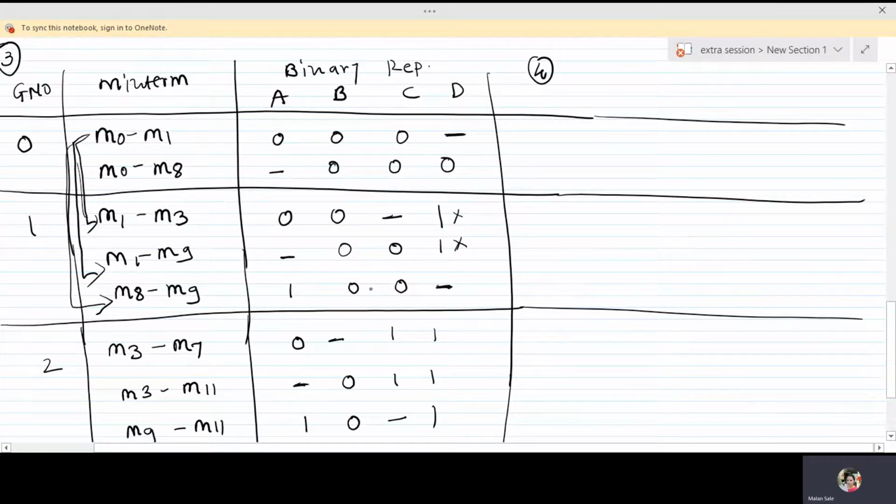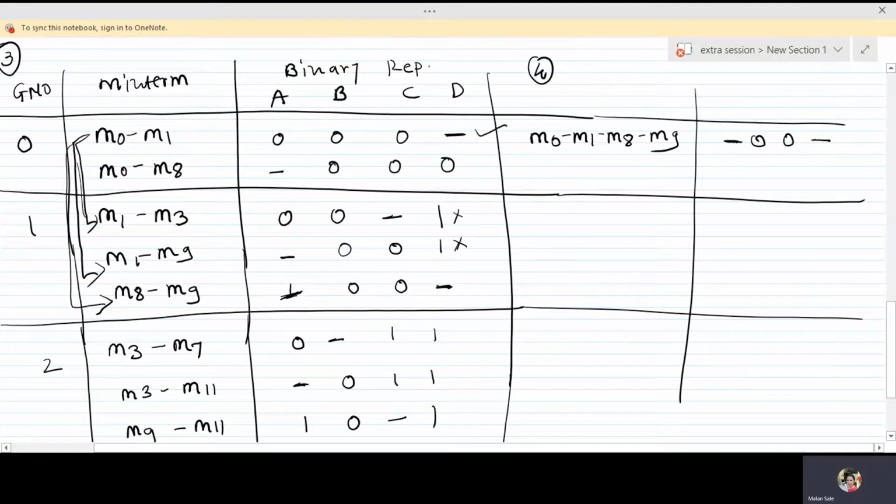So I can compare the next higher bits. The next higher bit is 0, which matches with M0, M1. The next higher bit 0 also matches with M0, M1, and the last bit is 1. Here only one bit is a change, so I can make a pair of M0, M1 and M8, M9. For the binary representation, replace the bit with a dash: the first bit I am changing with a dash, giving dash, 0, 0, dash. As the minterms came into the pair, put a tick mark in front of them.